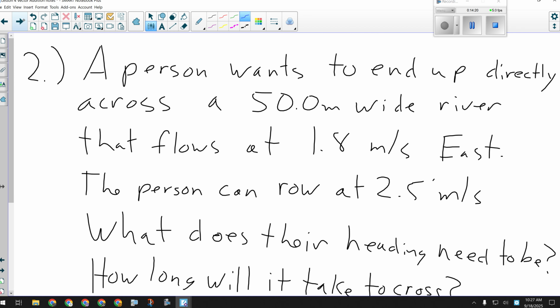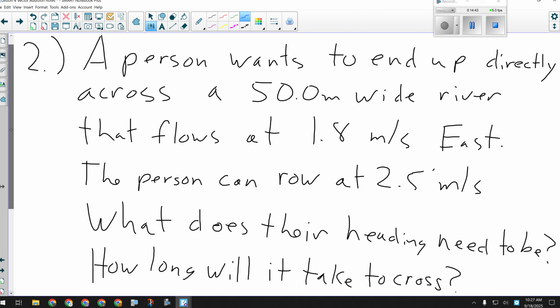Now, there's a second type of boat question. Okay? This is a going across or ending up straight across question. Okay? The first one was a rowing across. We don't end up straight across in a rowing across. Okay? This is a going across question. Okay? So I'll give you a minute here to write that one down. Make sure you label it as a going across question.